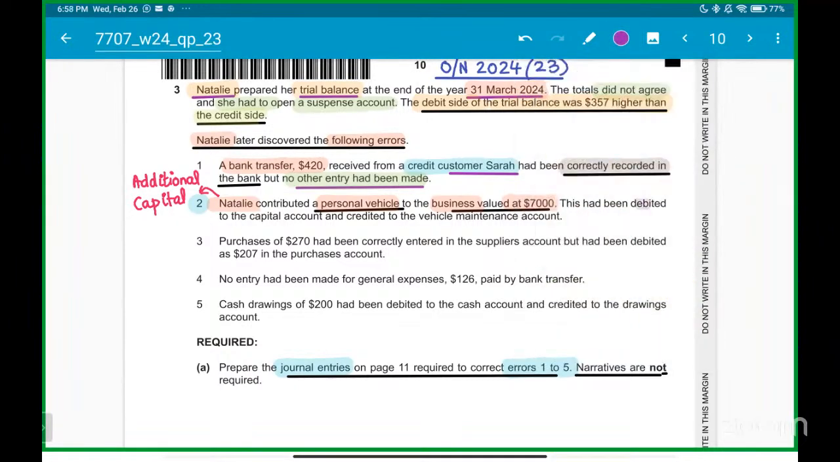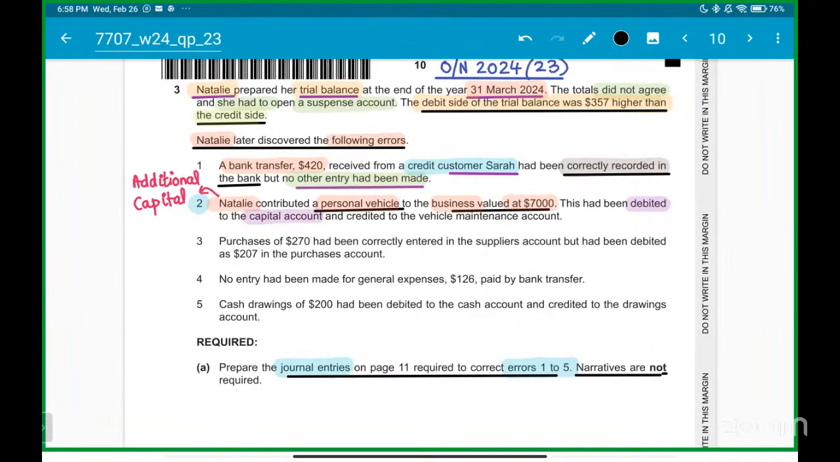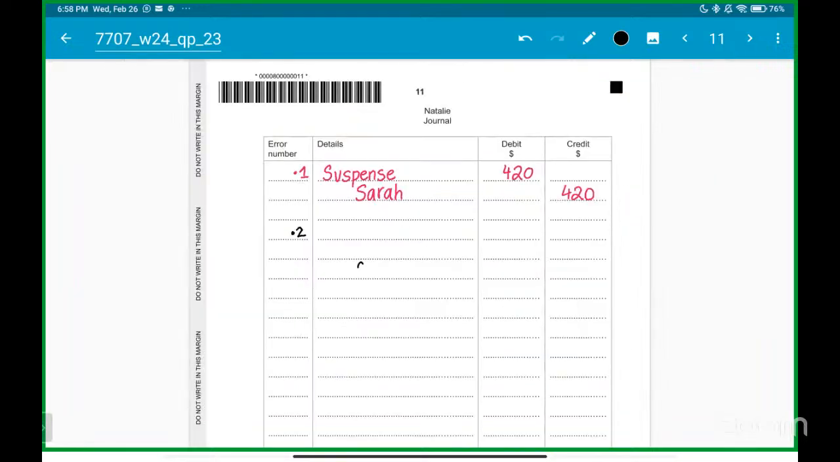What they are saying is they have done the opposite of that. This has been debited to the capital account. So the first mistake is that they have recorded it completely wrong, and we have to reverse it back. They have recorded the capital on the debit side. So we will record the capital on the credit side by double the amount.